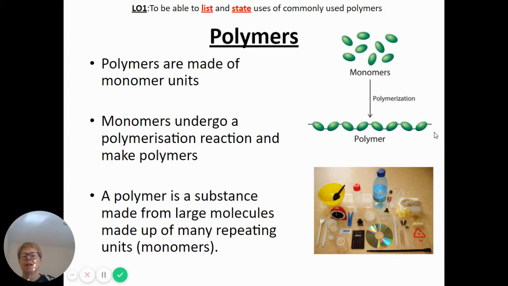Okay, so in a polymer, the monomers are all identical to each other. And then the polymer is made up of a repeating pattern of that monomer. So polymer A could be made up of monomer A repeatedly, polymer B made up of monomer B repeatedly, and so on. Okay, so we get lots of different polymers, but each polymer is made up of a single monomer joined together in a repeated pattern.